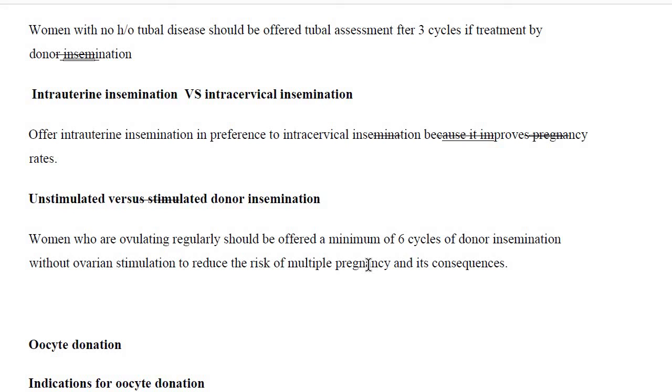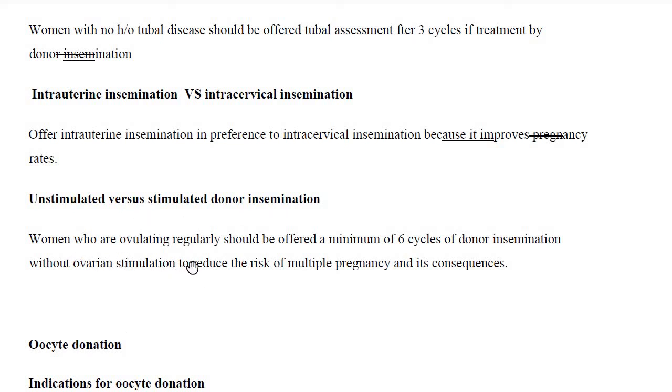If we are doing donor insemination, it should be intrauterine or intravaginal or intracervical. So offer intrauterine insemination in preference to intracervical because it is associated with better outcomes, better pregnancy rate. So intrauterine insemination is important as compared to intracervical insemination.